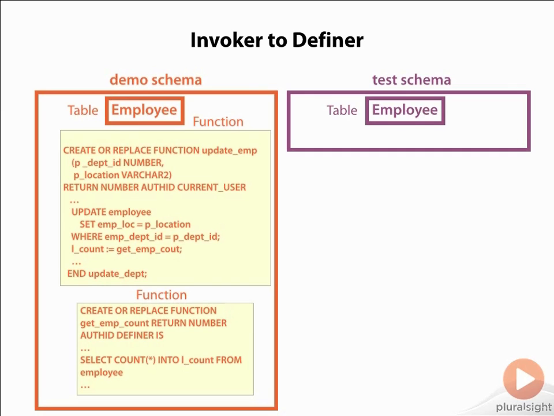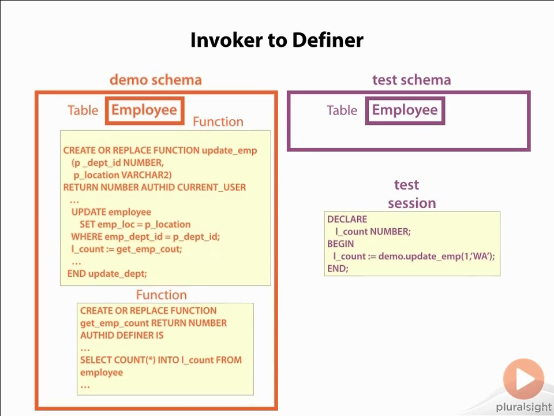The demo schema has the employee table and the update EMP function, which is defined with invoker's write. Inside the update EMP function, it further calls a function getEMPCount, which is defined as definer's write. The function is directly called as an expression which will always get resolved to the getEMPCount function in the demo schema. The test schema also has the employee table. It has the execute privileges to call the update EMP function in the demo schema.